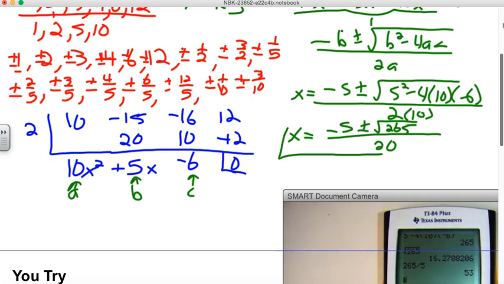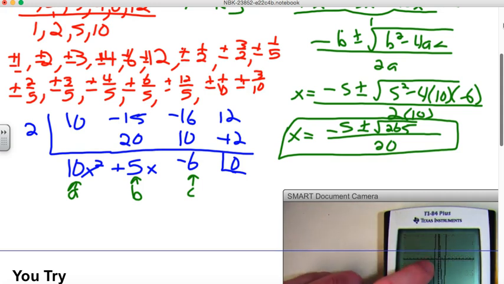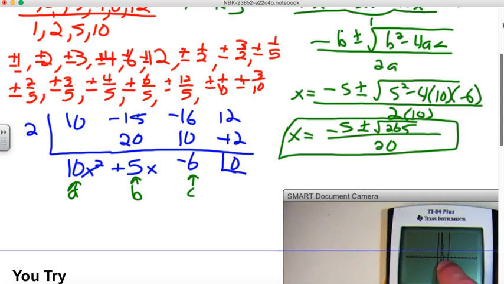These are my other 2 zeros. Those other 2 places on the graph where the function crossed are at those values. So when you see right here, it looked like it was at -1. It's really not at -1. It's at -5 minus the square root of 265 divided by 20. And then the other 0 over here in the middle, that's -5 plus the square root of 265 divided by 20.